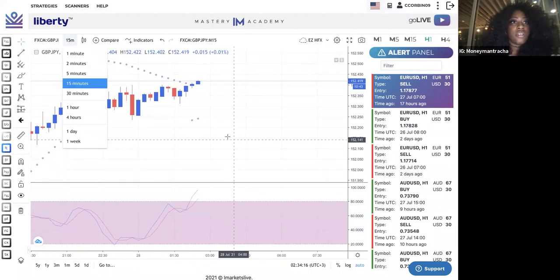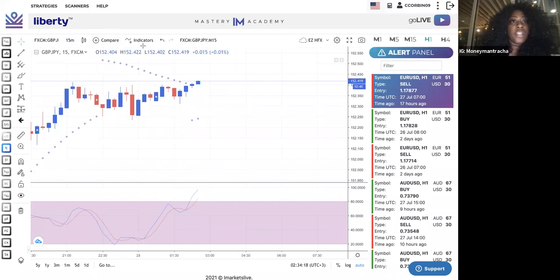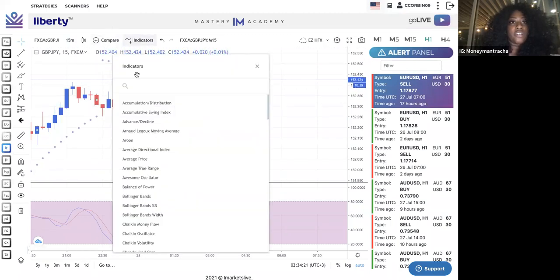All right. So the last indicator that we're going to add, you're going to click on indicators, then you're going to click on volume.